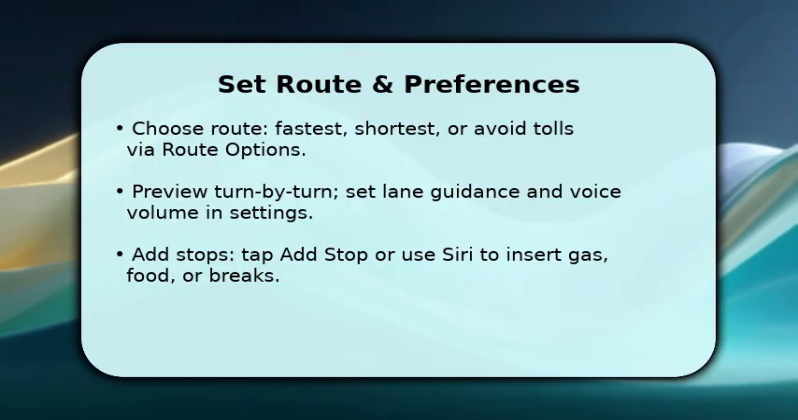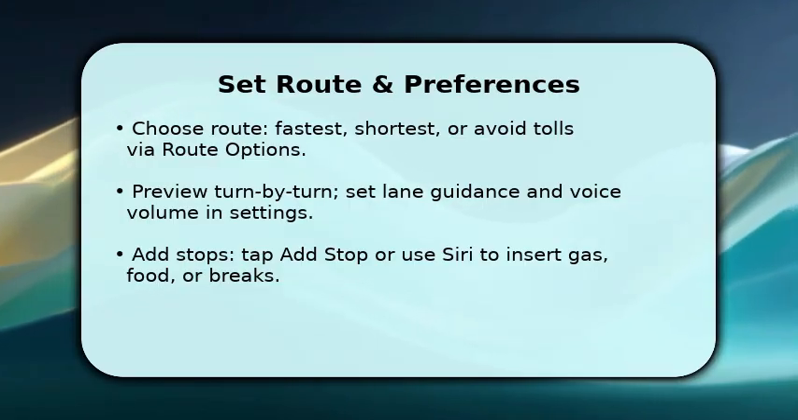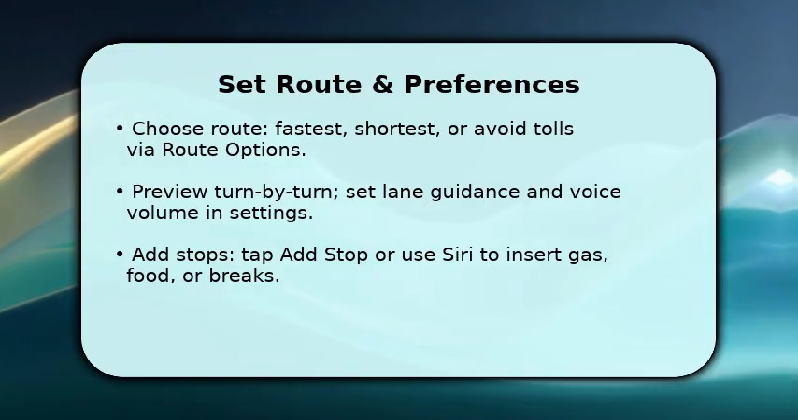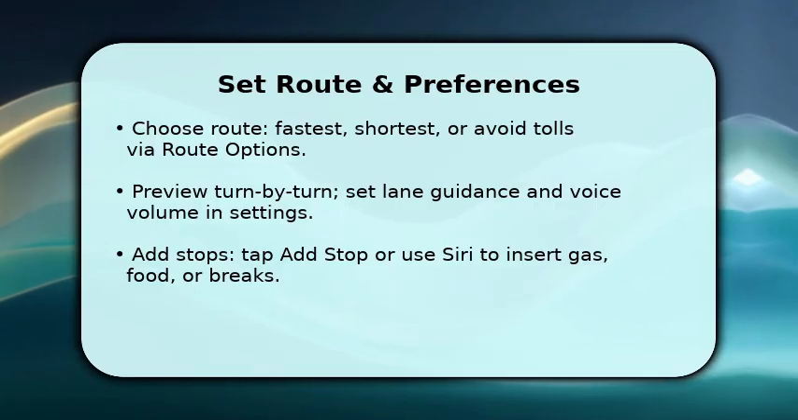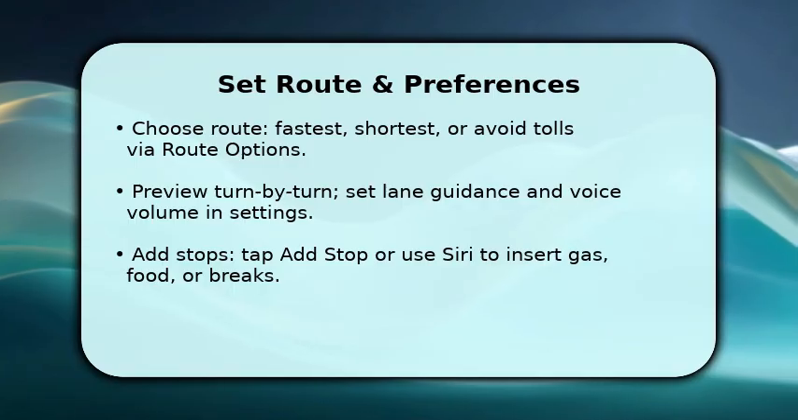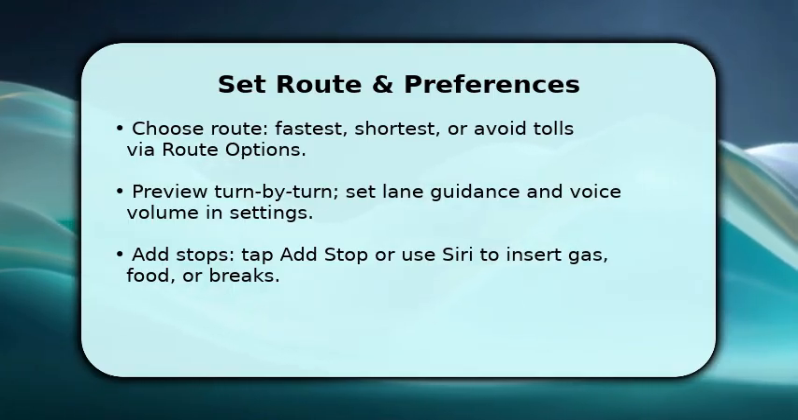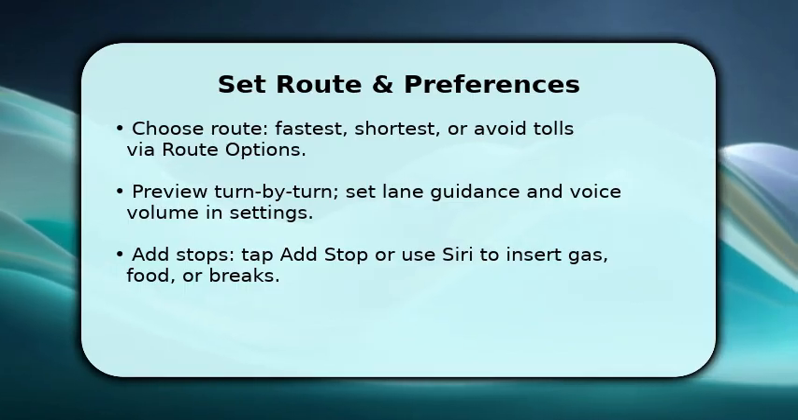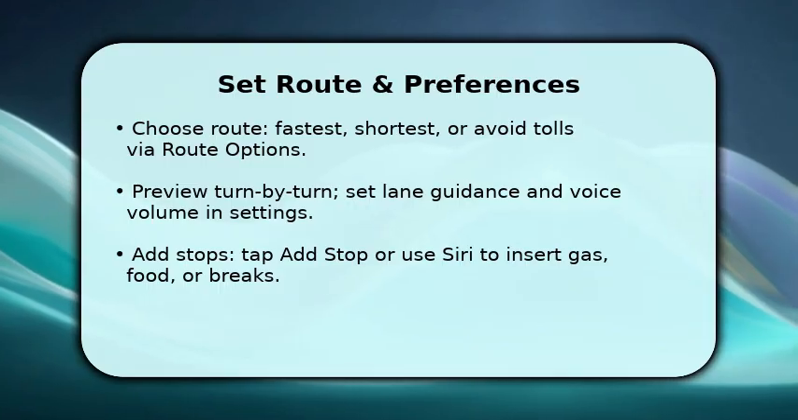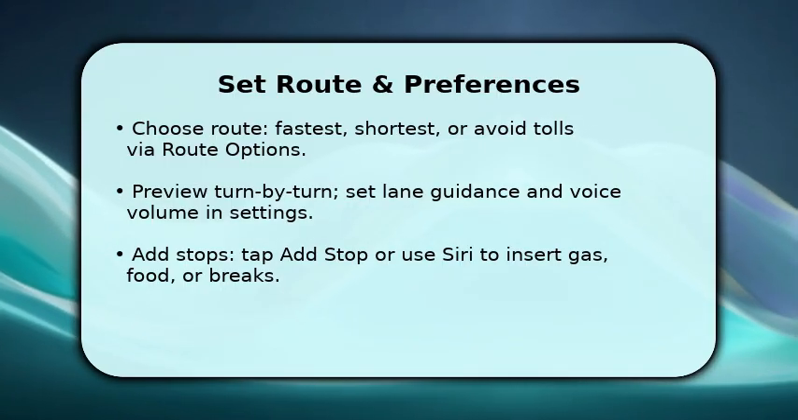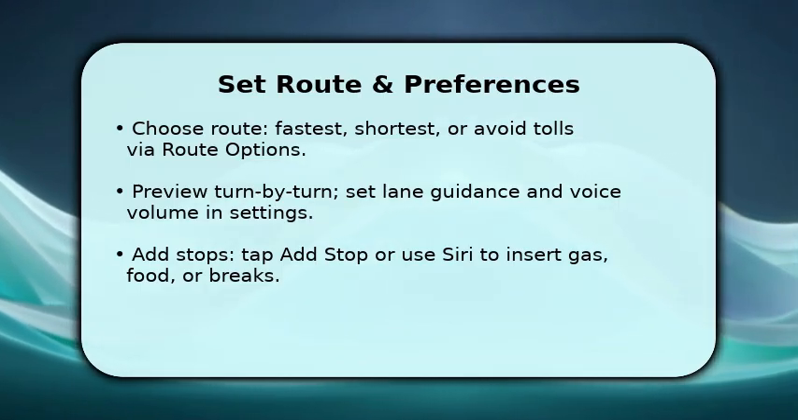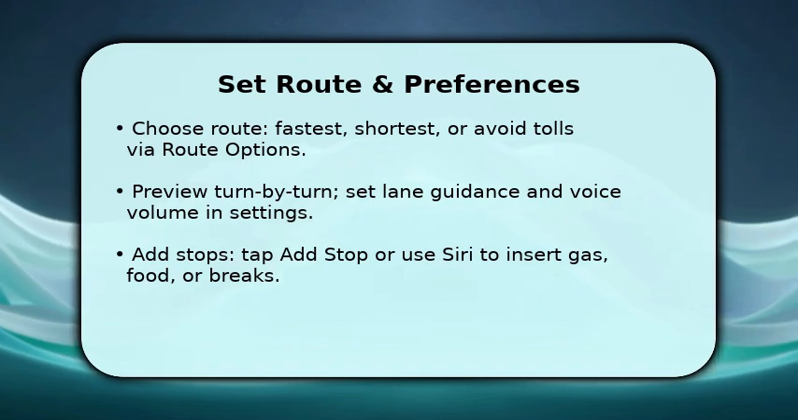You now refine the route and behavior to match real driving needs. Select the route option that balances time and distance and toggle avoid tolls if preferred. This changes the path immediately. Next, preview turn-by-turn to check tricky junctions and enable lane guidance so you know which lane to occupy. Once done, add intermediate stops for fuel or brakes by tapping Add Stop or telling Siri. This preserves ETA and recalculates seamlessly while keeping navigation continuous.